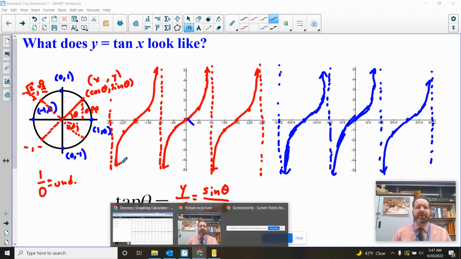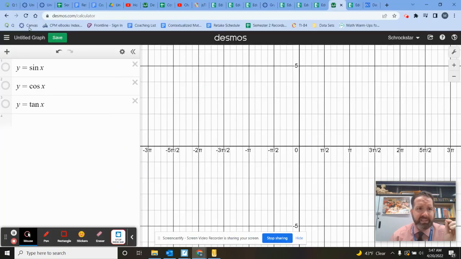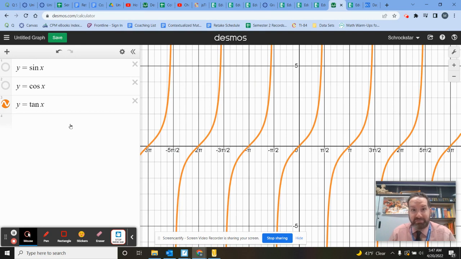Now here's where I'm going to be very grateful that we live in the 21st century and not the 17th. Desmos makes a much better tangent graph than we're ever going to be able to make by hand. Notice it shows what we see here. We've got that kind of upward shape that repeats itself. There are vertical asymptotes every pi over 2 radians. I take that back, at odd multiples, rather.